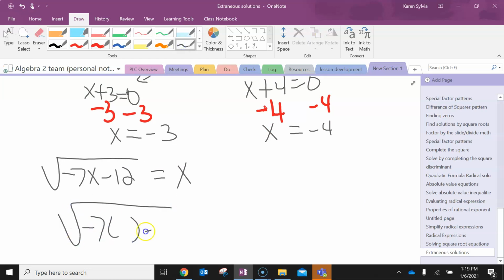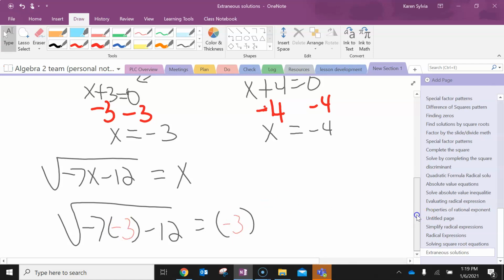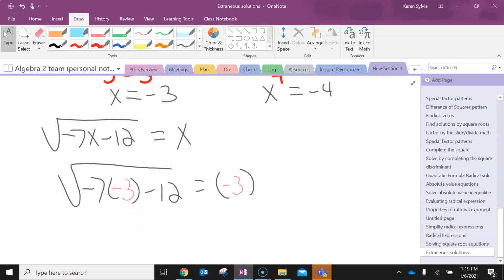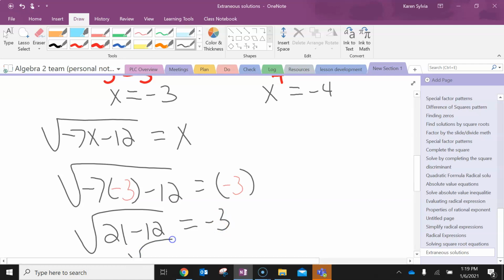negative 7 times negative 3, minus 12. When I plug in negative 3, what do I get? So in this case, I will get the square root of a positive 21 minus 12 equal to negative 3. So that's going to mean 21 minus 12 is 9. The square root of 9 is 3, and 3 does not equal negative 3. So this is considered extraneous.